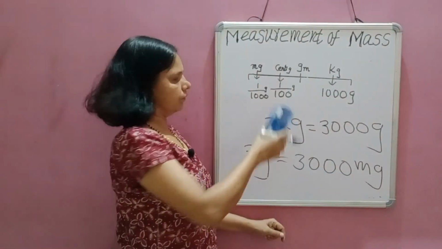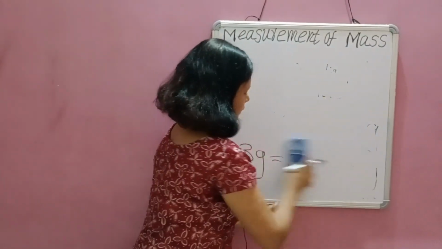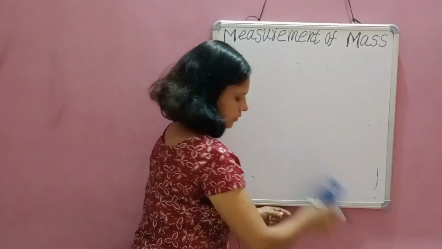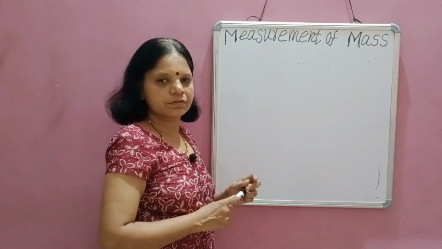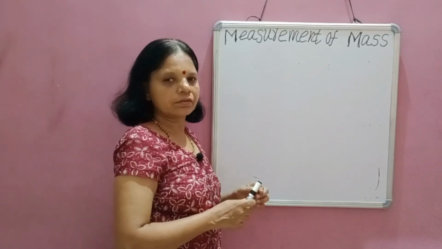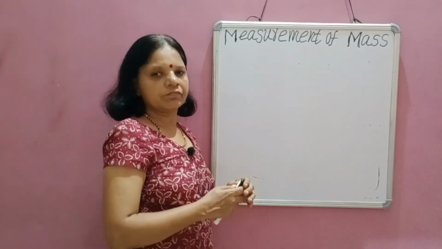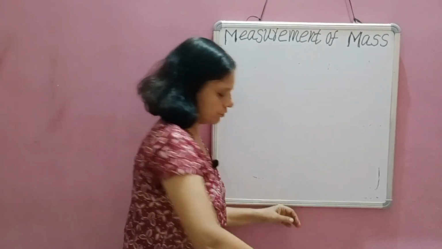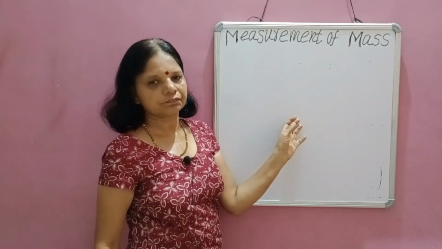Now, that's all about the measurement of mass. It is very important in day-to-day life. To determine the price of an object, we have to weigh the object; the rate of the object is determined by weighing it. So very important. That's all about the measurement of mass.